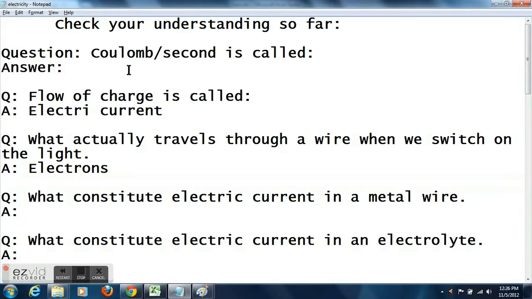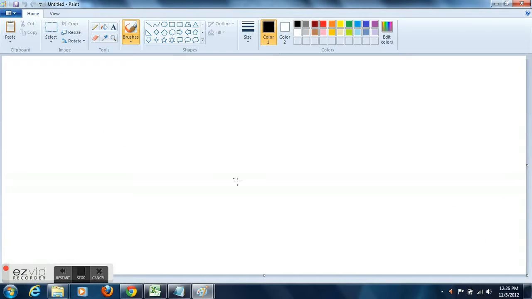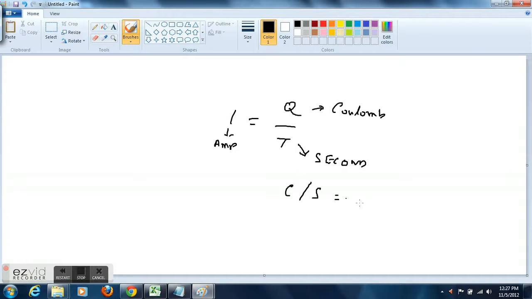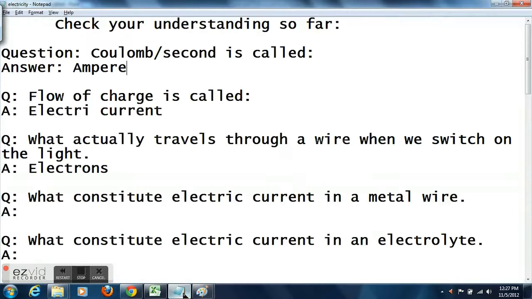Okay, I forgot the first question. Coulomb per second is called ampere. Let me explain. We know the formula I, that is flow of current, equal to Q by T, where Q is the electric charge and T is the time in second. I is ampere, Q is in coulomb and T is in second. So coulomb per second should always be called an ampere. So ampere can also be called coulomb per second, and coulomb per second can also be called ampere. They are interchangeable.